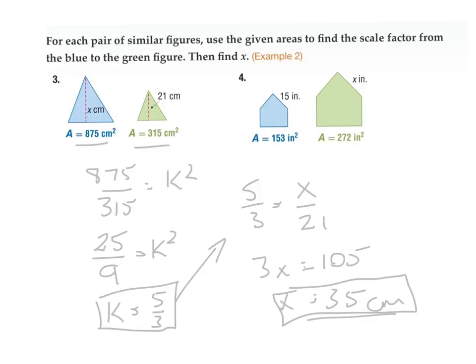Well, let's have a look at the question. The question says find the scale factor. Well, that's the 5 over 3. And then find x, which is 35.